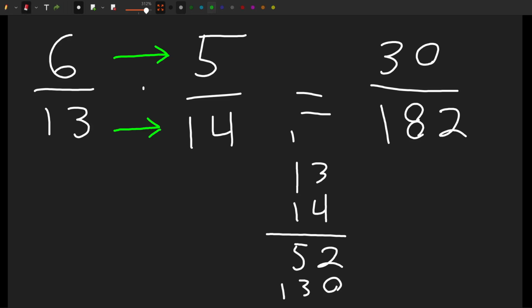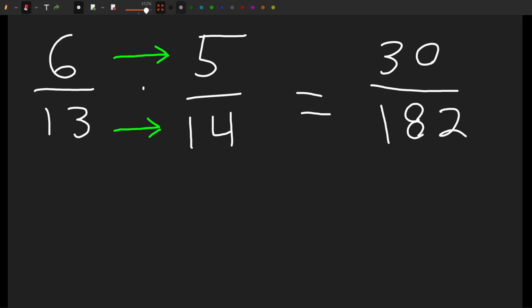I'm going to go ahead and erase this extra multiplication because it's just going to take up space for me. But it's good to always double check your numbers. So that's one way we can multiply fractions, and we'll get 30 over 182. However, this is not simplified. And then after this, we would have to simplify this giant fraction.